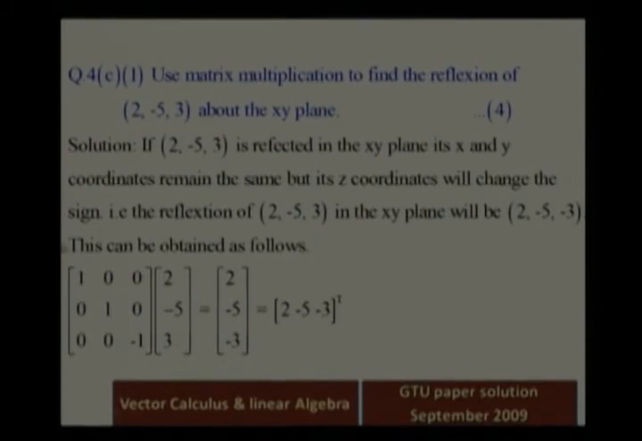Okay, x and y coordinates are the same, but only the z coordinate changes, that is (2, -5, -3). This can be obtained as follows, because this is the standard matrix for the reflection about the xy plane: [1 0 0; 0 1 0; 0 0 -1]. Multiply this standard matrix with the given vector (2, -5, 3). So clearly we will get (2, -5, -3). Okay, so we solved this question paper up to question number 4c. Okay, thank you.